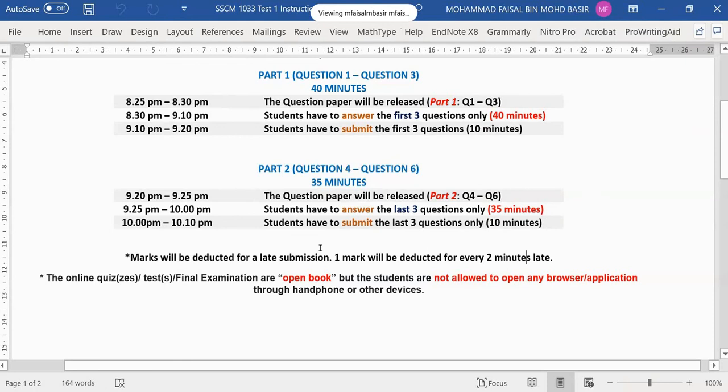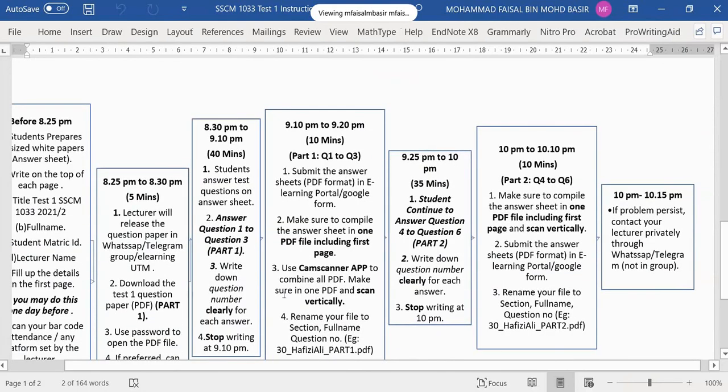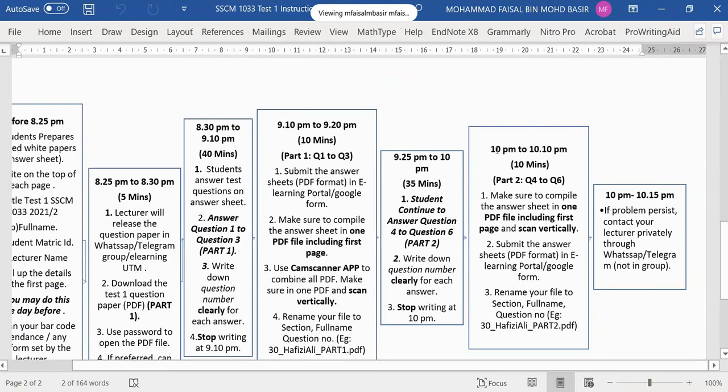Okay. And then the quizzes are open book. Open book means my slide and my video only. Okay. And the book that you have bought from the Jasa Max. So you cannot open any browser application. You cannot open any other book other than the book that we recommended. But this is the infographic, how you submit. Maybe I will use e-learning because all of you want e-learning. But I will prepare the Google form also.